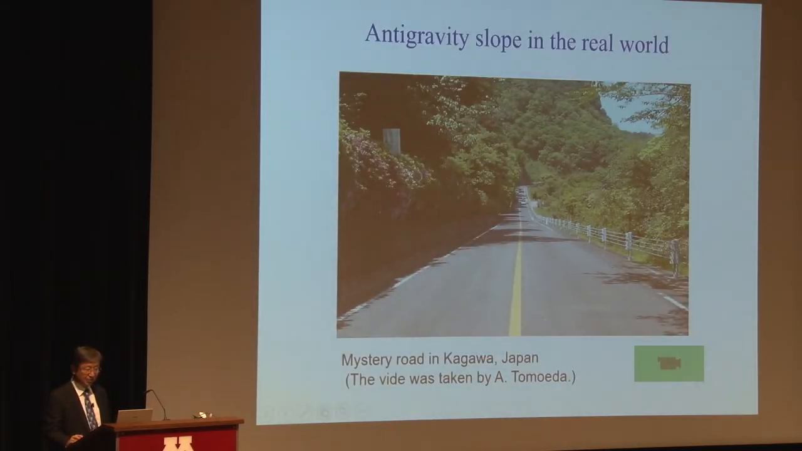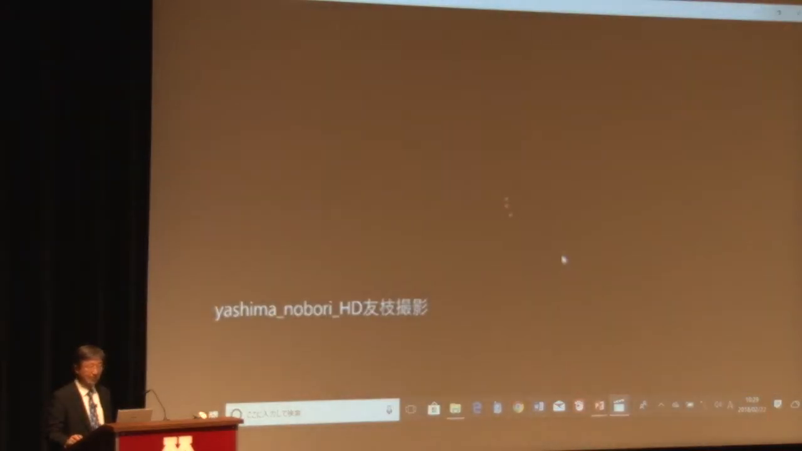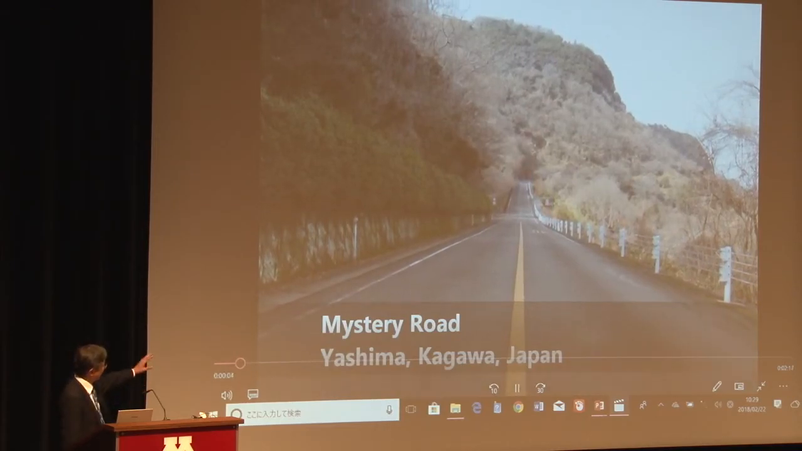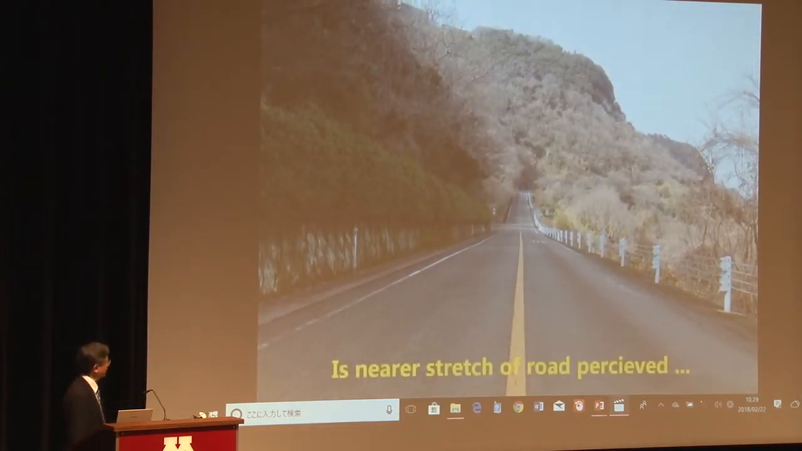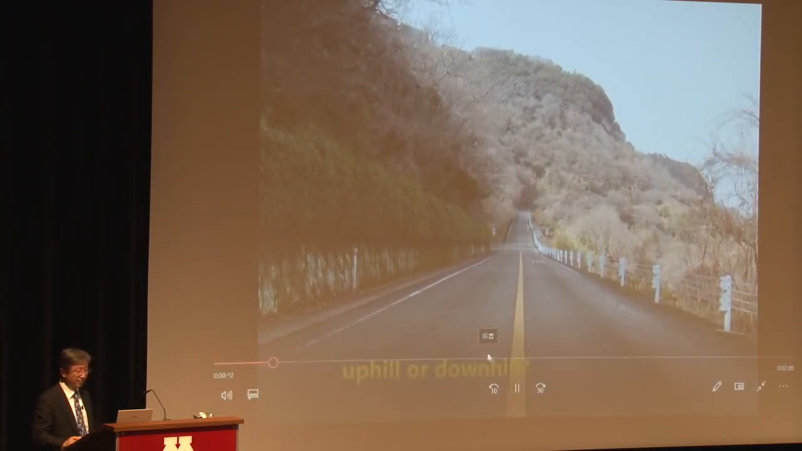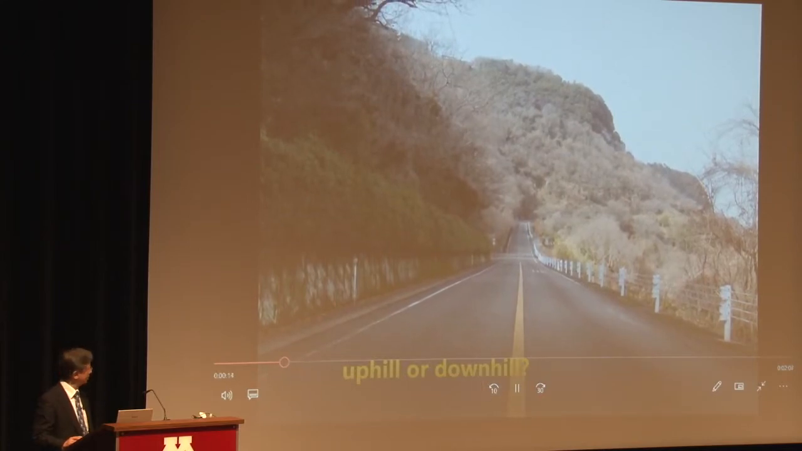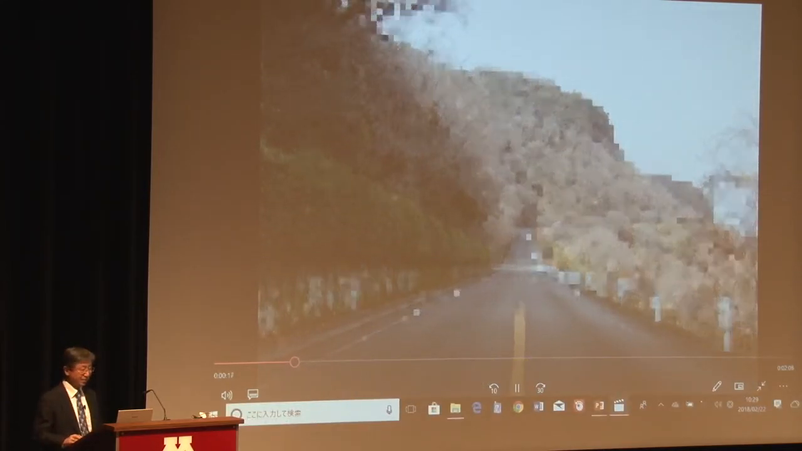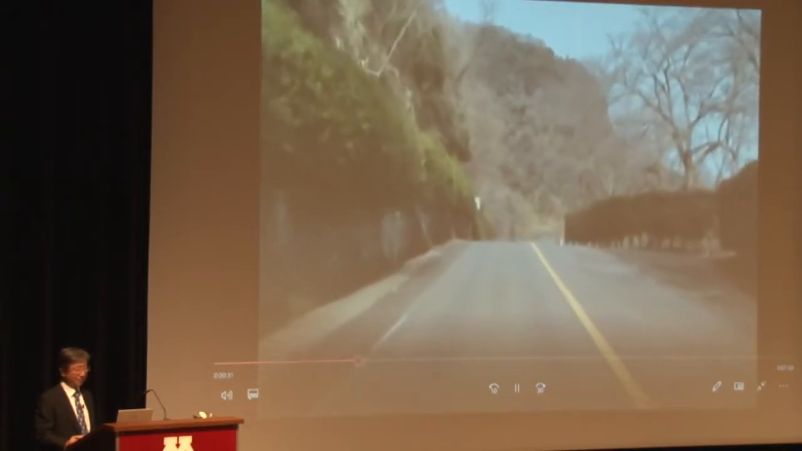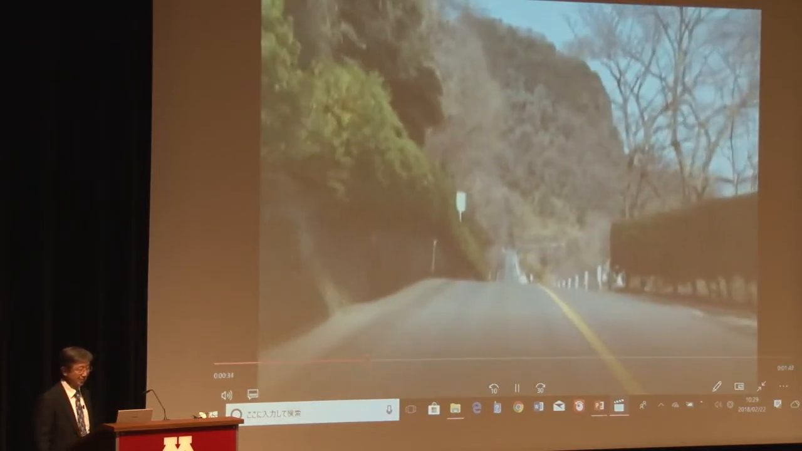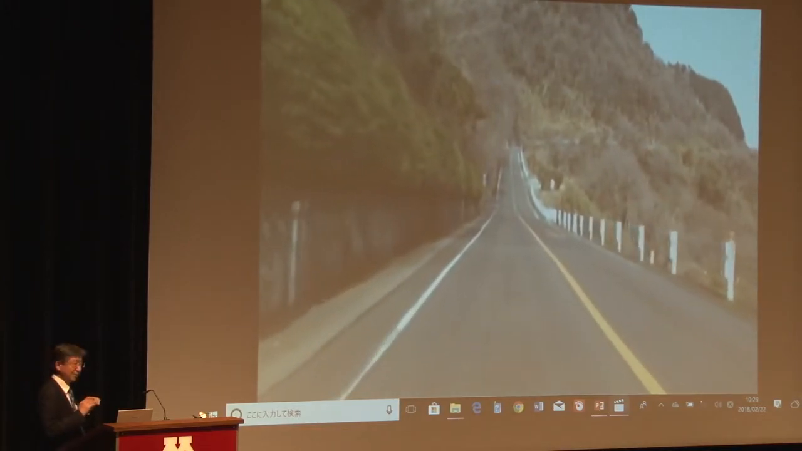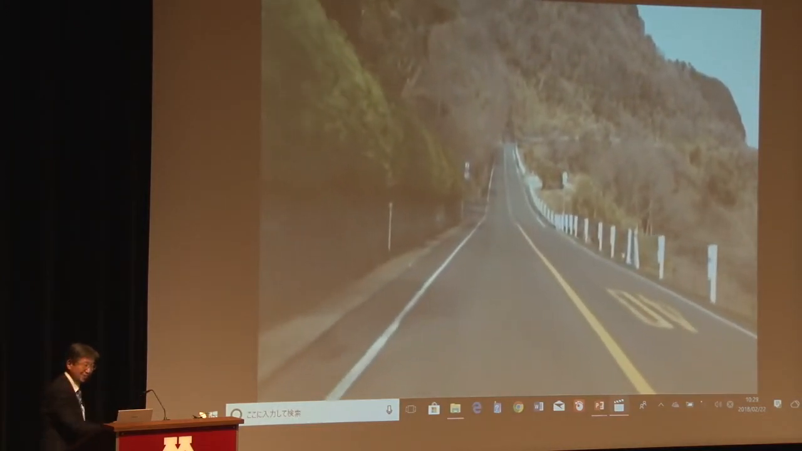And impossible motion is also observed in our daily life. For example, this is a Japan special road called Mystery Road in Japan. And when we see it from here to there, it looks like a downhill. But actually, it is uphill. And its downhill is more strongly perceived from here. If we drive like that, maybe you agree that we are downhill, going downhill.